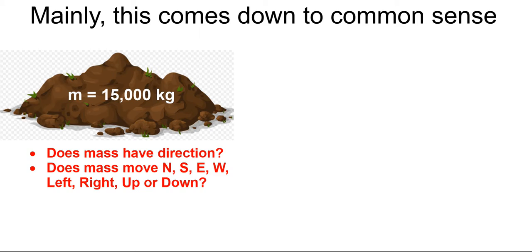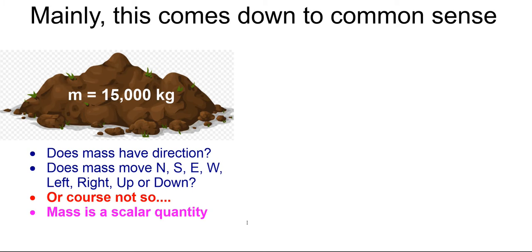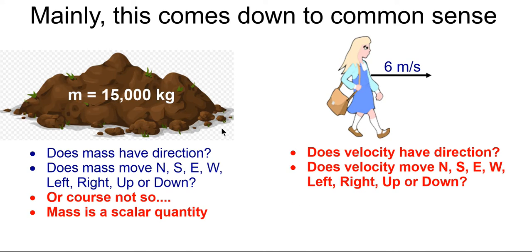Now, this kind of comes down to common sense. Using your common sense to look at the quantity and say, geez, does that have direction or not? Here's mass, a pile of dirt, 2,000 kilograms. Does that have direction? I mean, does mass move north, south, east, west, left, right, up, or down? No, mass doesn't do that. It just kind of sits there, doesn't it? So, common sense wise, of course not. Mass does not have direction. It's a scalar quantity.